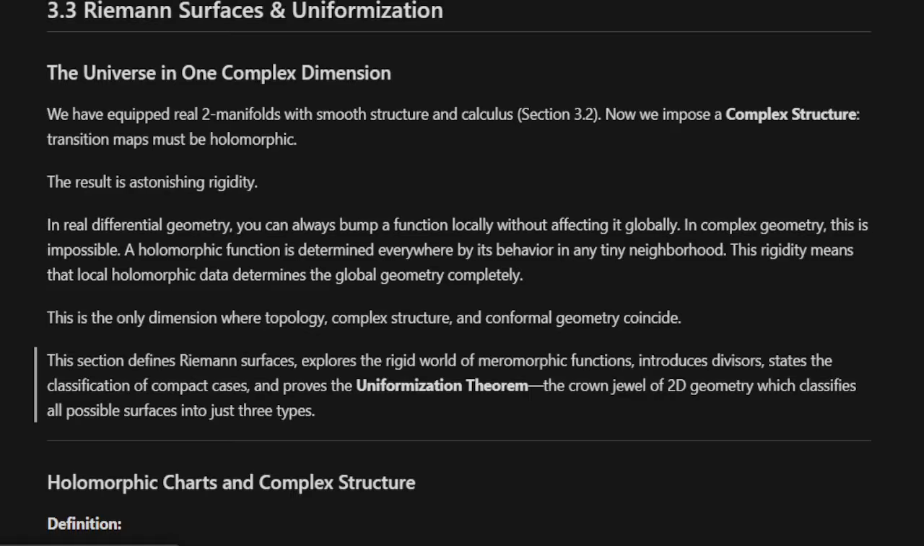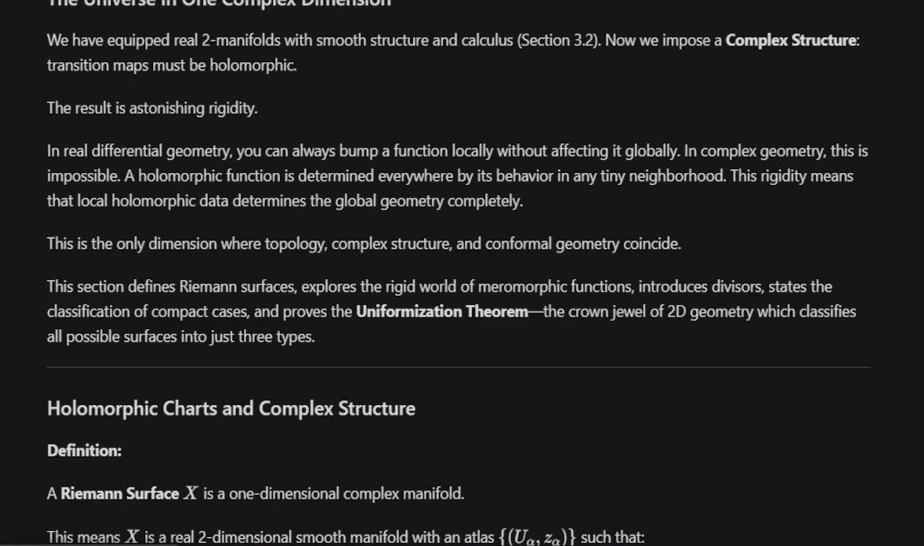But in real differential geometry, you can always modify a function locally using bump functions without affecting the rest of the universe. So we now impose a complex structure, and this will show how important genuses are as properties of these topological spaces. We demand that the transition maps between our charts, going back to the atlas that we have, are not just smooth, but also holomorphic. So the transition maps between the charts must be holomorphic, or complex differentiable. And this imposes the Cauchy-Riemann equations, and the result of this is rigidity.